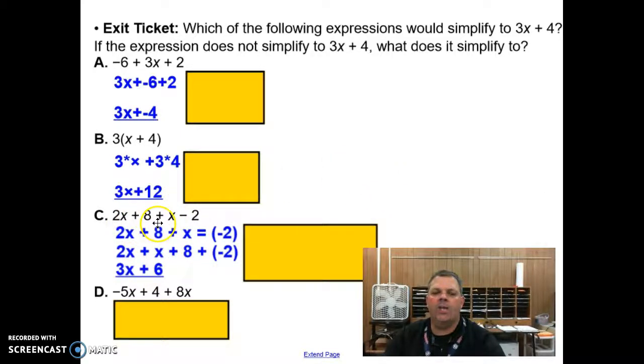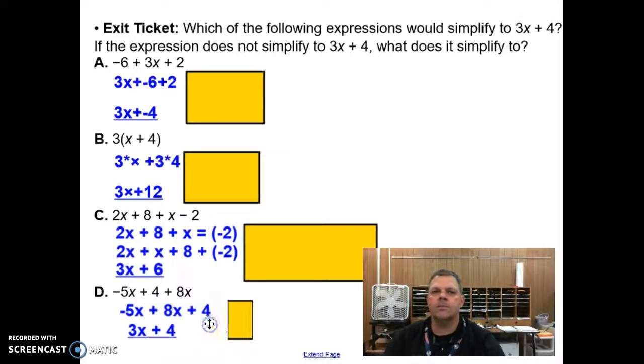In the third one, I have 2x plus 8 plus x minus, this should be, plus negative 2. 2x plus x is 3x. 8 plus negative 2 is 6. Therefore, our answer is 3x plus 6. None of these three will simplify to 3x plus 4. Hopefully this last one does. I have negative 5x plus 8x plus 4. The negative 5x and 8x simplify to 3x plus the 4. Therefore, it is the one that simplifies to it.